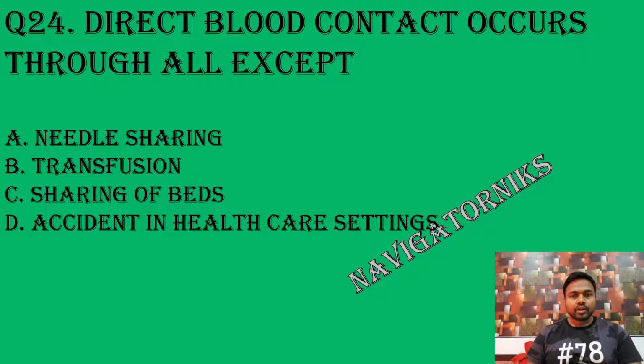Number 24. Direct blood contact occurs through all except: option A, needle sharing. B, transfusion. C, sharing of beds. D, accident in healthcare setting. And the correct option is option C, sharing of beds.